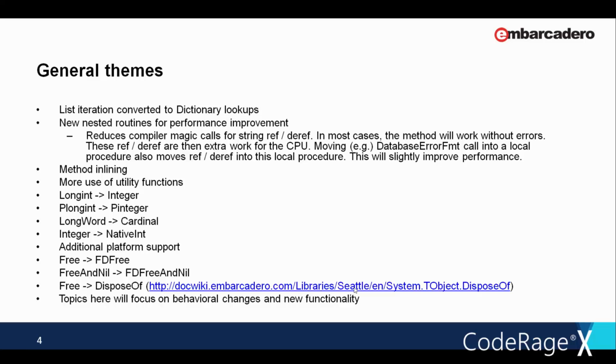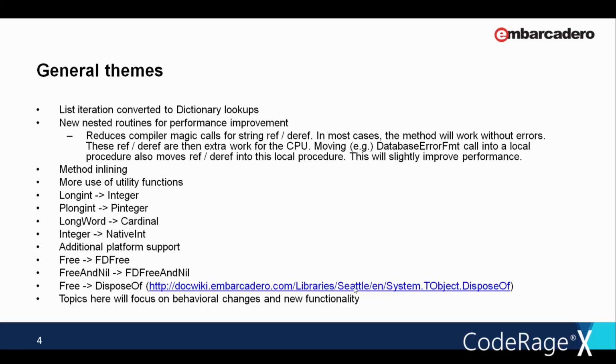Moving, for example, the database error format call into a local procedure also moves that string ref and deref into the local procedure, and that results in slightly improved performance. So when you make a whole bunch of calls to very low-level routines where they might have error handling in them, all of those little tweaks can add up, and you can see some significant performance improvements, particularly in stuff that has tight loops. There's a lot more method inlining.